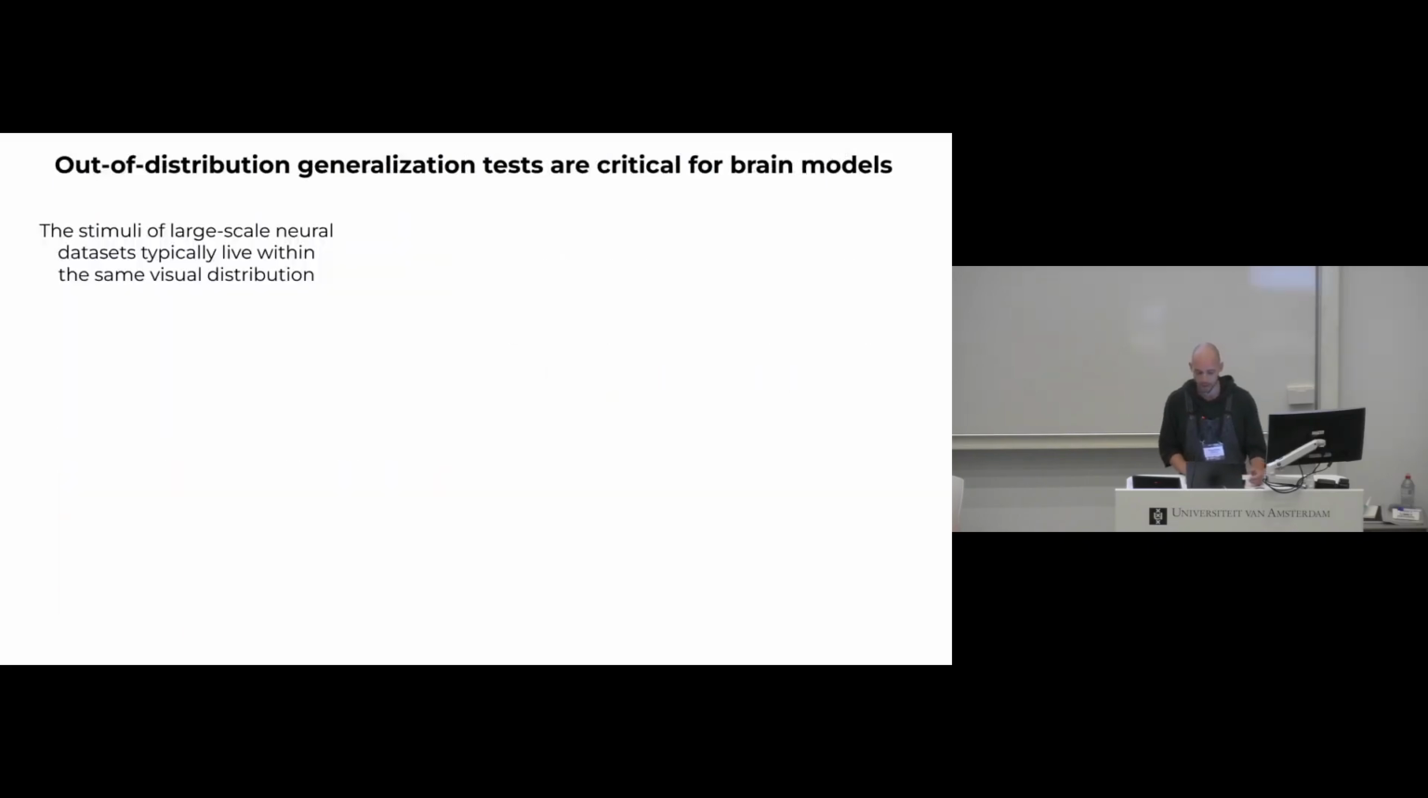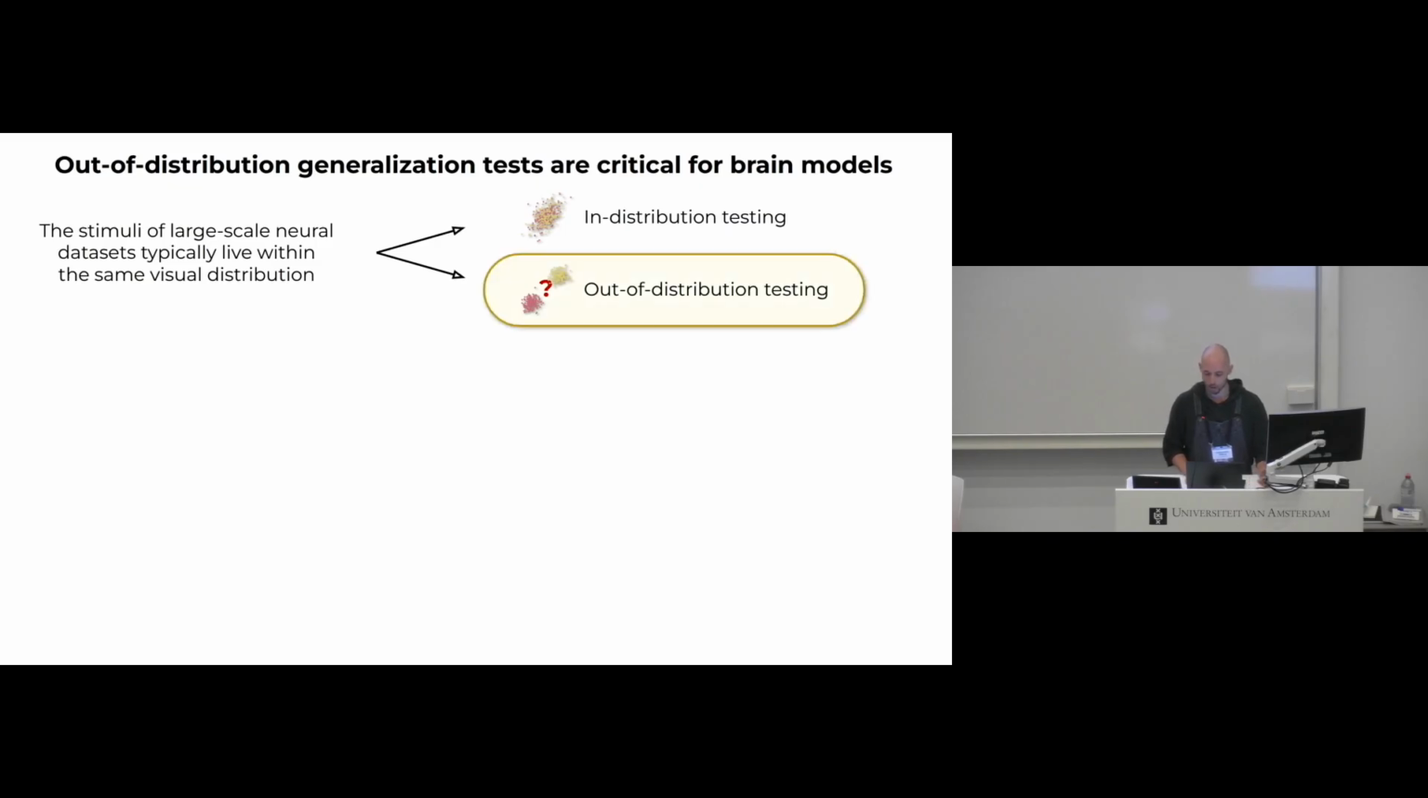However, since the stimuli of large-scale visual neural datasets, such as the NSD, typically live within the same visual distribution, brain models are normally tested within the same distribution on which they are trained. And because of this, it remains difficult to assess whether the predictions of these models also generalize outside of their training stimulus distribution. And knowing this is important because out-of-distribution generalization tests are critical for model development.